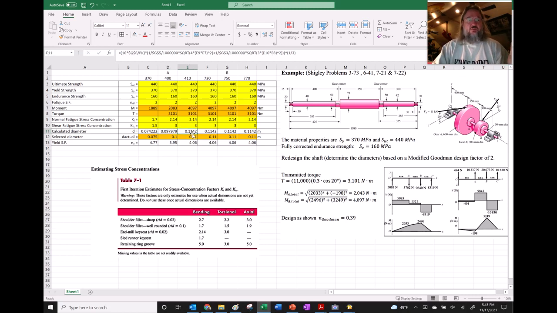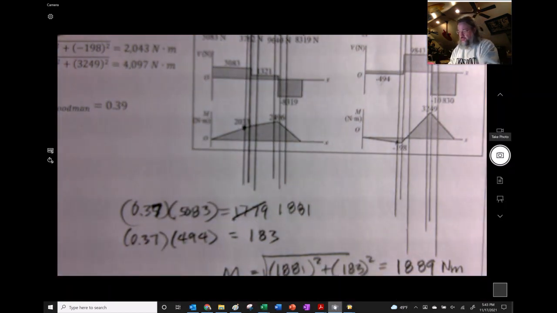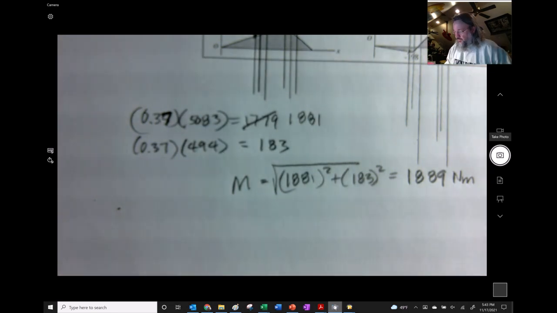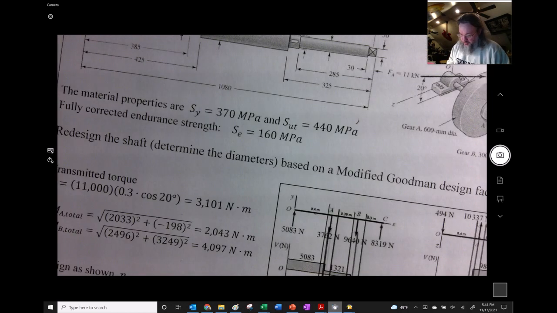For this next guy, it's going to be the same torque, but it's going to be slightly less than 2083. So this one, what I can do is, trying to remember, let's see, what is 425 minus 385?